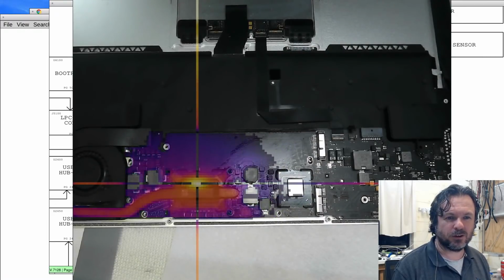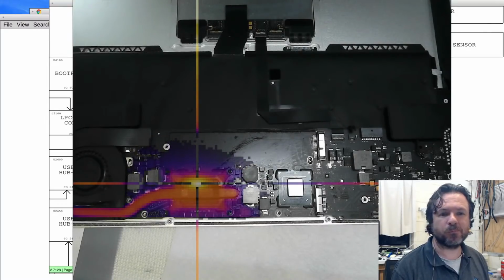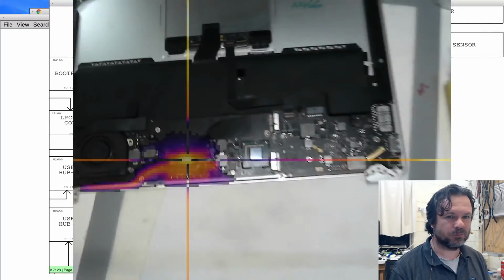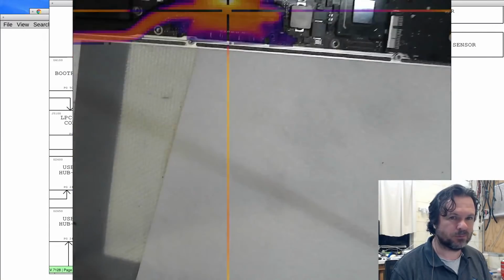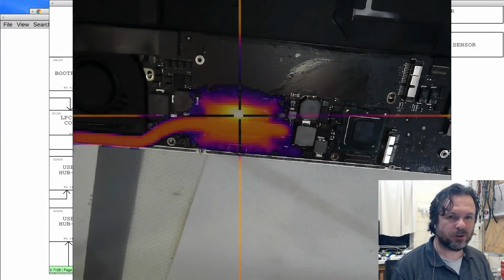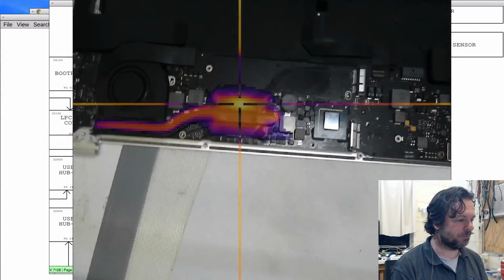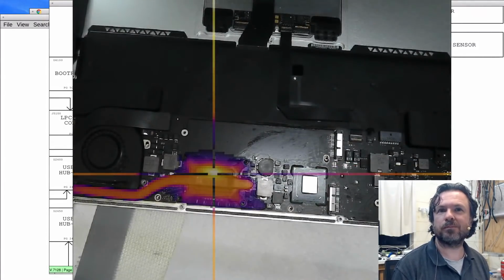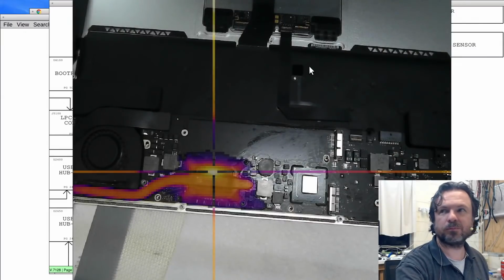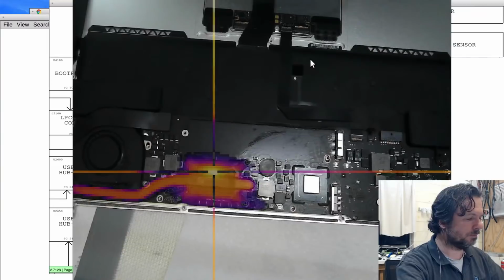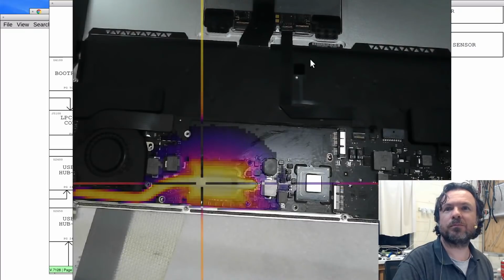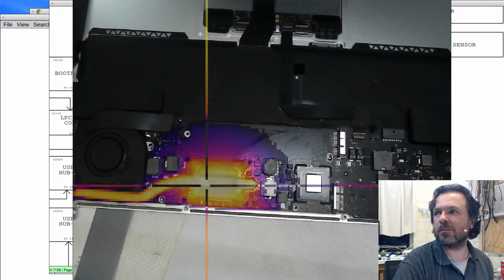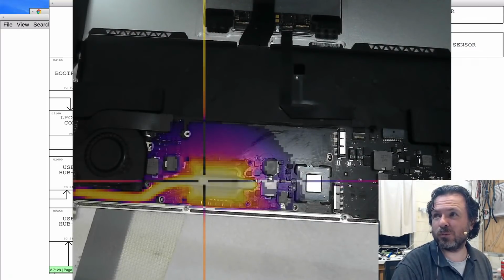That looks like a very localized heat source on the CPU there. Very localized. I'd say that's a dead CPU. I could be wrong, but I wouldn't be surprised.